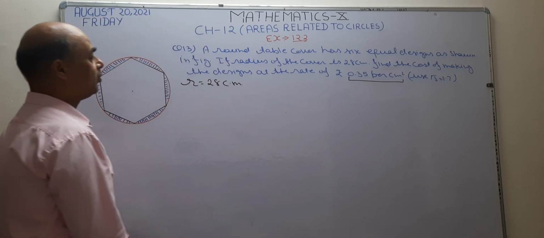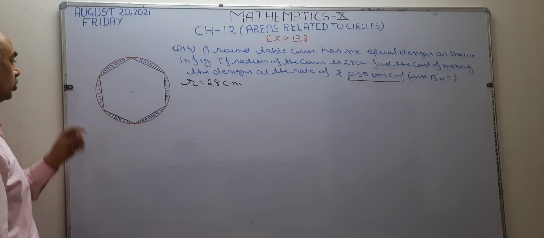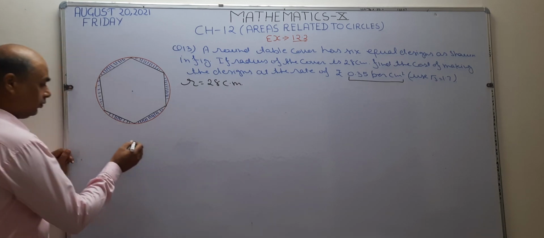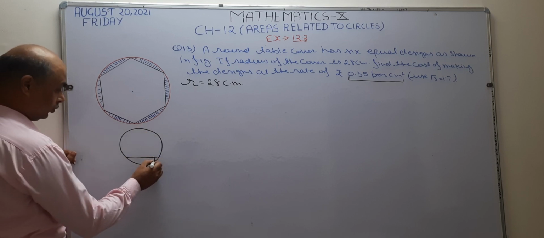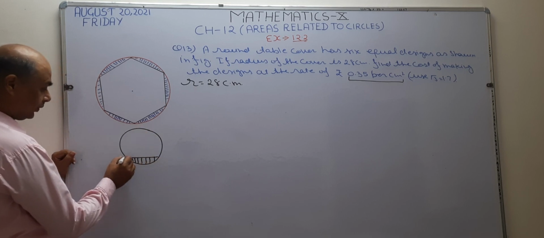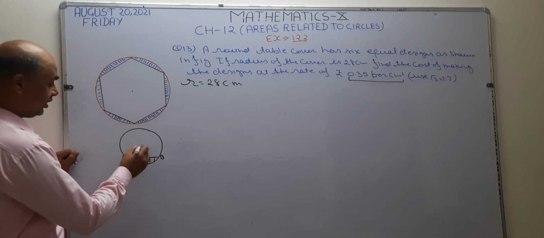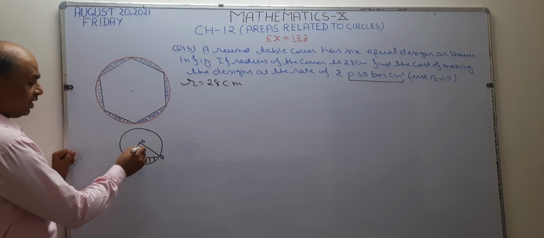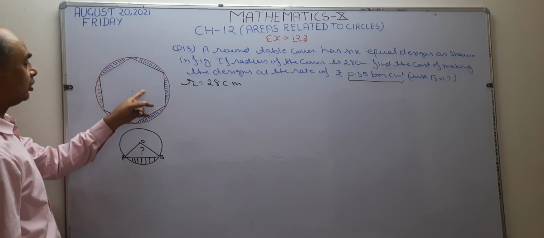Okay, they are going to find the cost of making this design. So this is a very simple question. How are we going to start? If I ask you one simple question, you know what the name of this is? This is a minor segment. How do you find the area of a minor segment? You know, area of sector minus area of triangle is equal to area of segment. In the same way I want to solve this question.